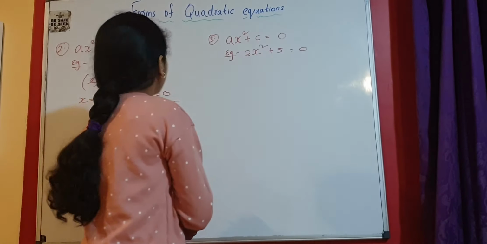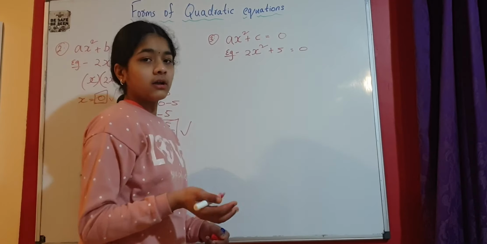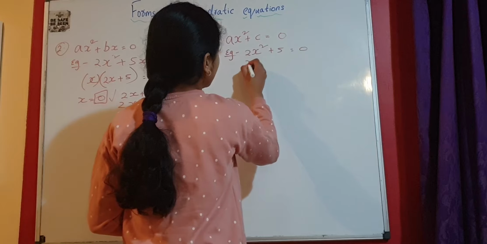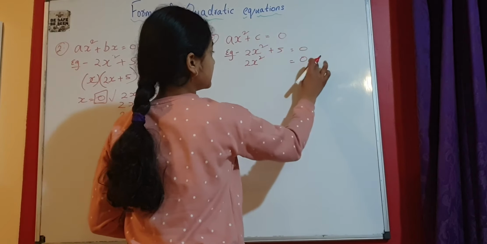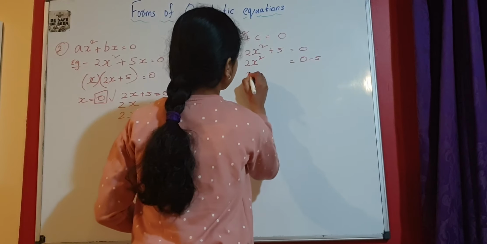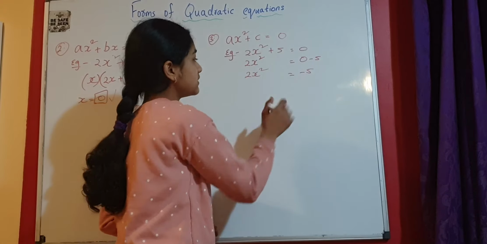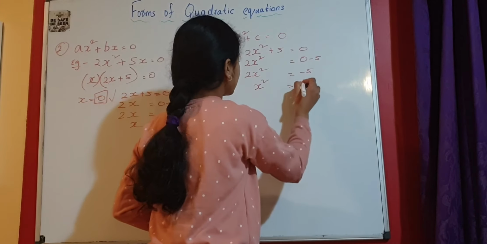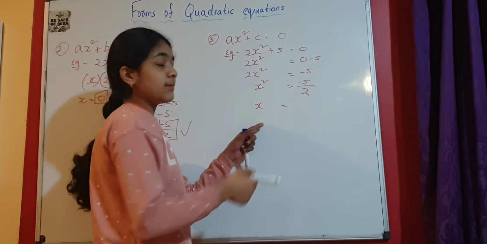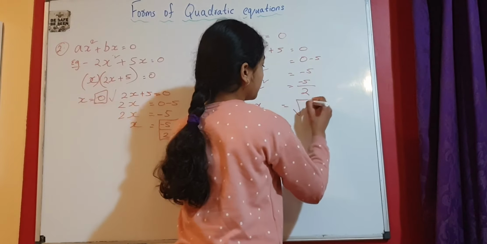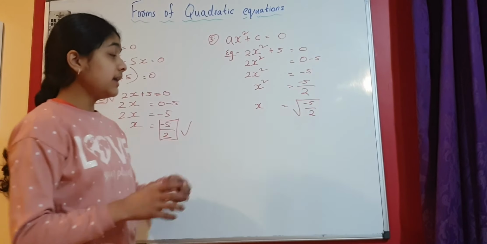Now if we solve it by normal algebra, you have to do it like this. So 2x square is equal to 0, this plus 5 comes to this side and you get minus 5. So 2x square is equal to minus 5. X square is minus 5 upon 2. And if x square is minus 5 upon 2, x will be square root of minus 5 upon 2.